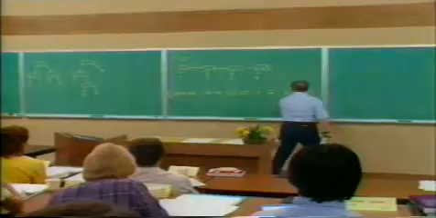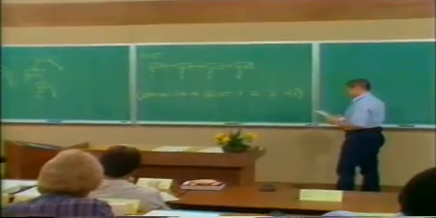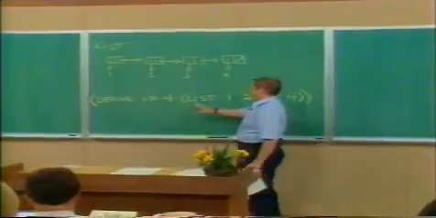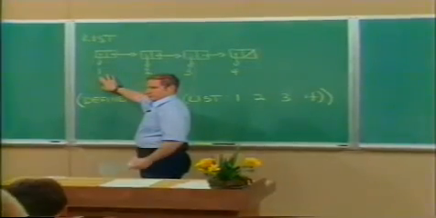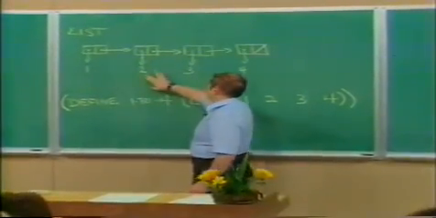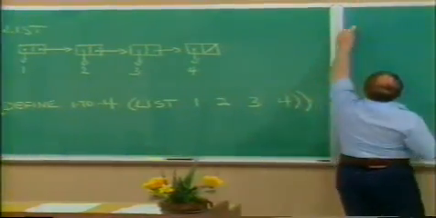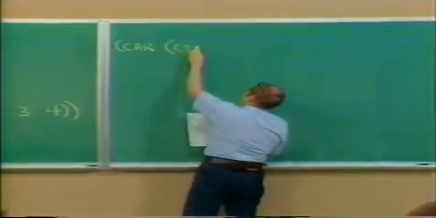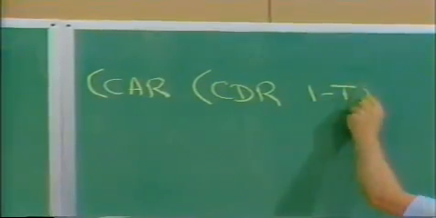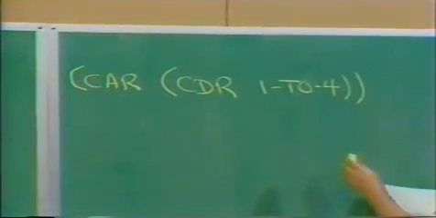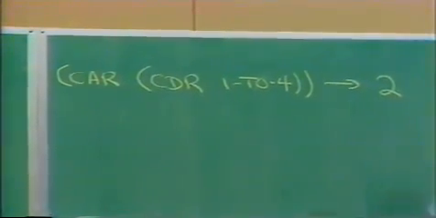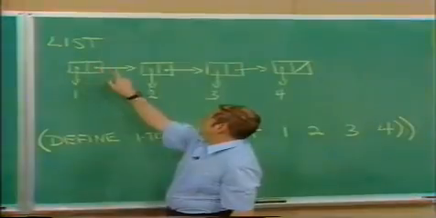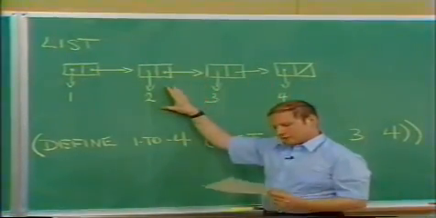Okay, well, notice some of the consequences of using this convention. First of all, if I have this list, 1, 2, 3, and 4, the car of the whole thing is the first element in the list. How do I get 2? Well, 2 would be the car of the cdr of this thing, 1 to 4. Right, I take the cdr of it, which is this much, and the car of that is 2.